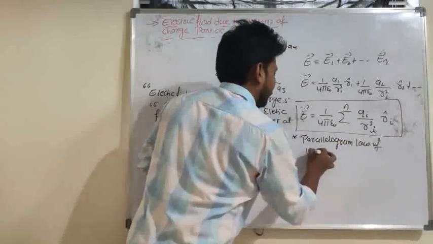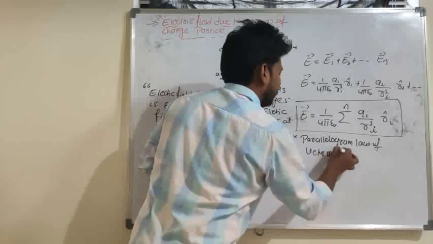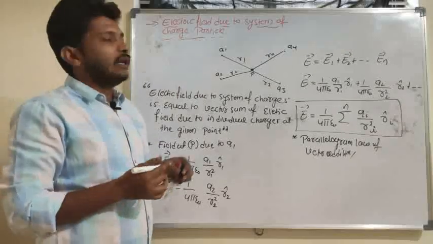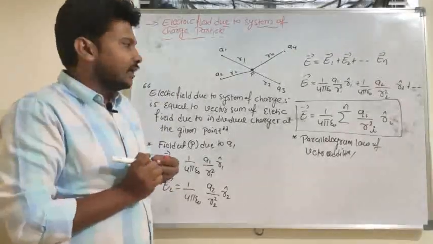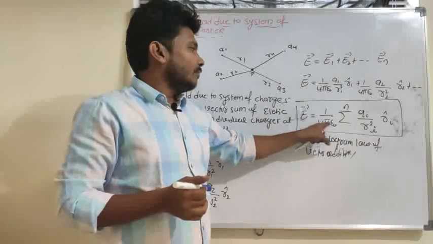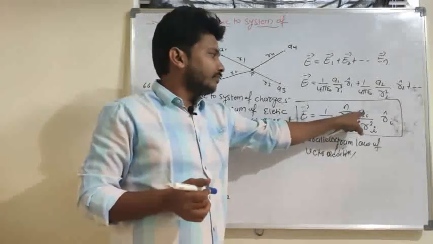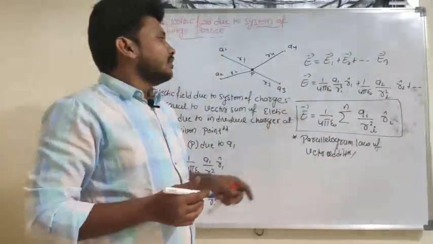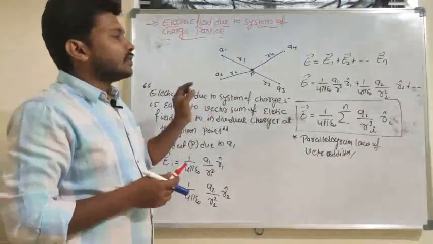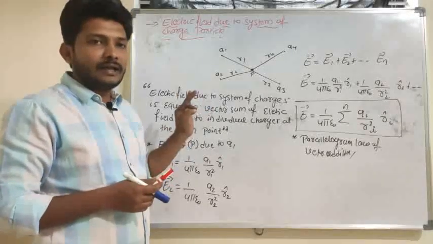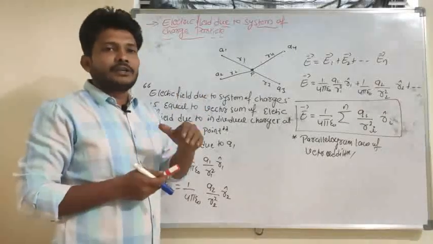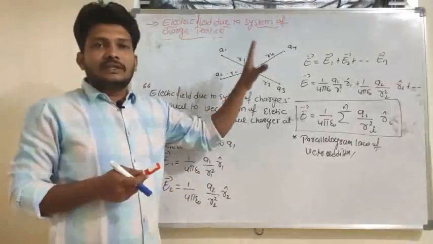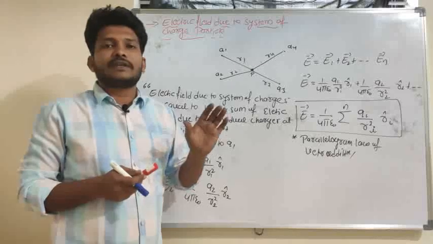Parallelogram law of vector addition. Hope you get it at this point. In the case of the electric field due to a system of charged particles, the equation is E equals 1 by 4 pi epsilon naught summation of q_i divided by r_i squared times r cap_i. So this is the required equation. The resultant electric field I will get by the parallelogram law of vector addition method as well as the polygon law of vector addition method. This is the basic information related to the field.